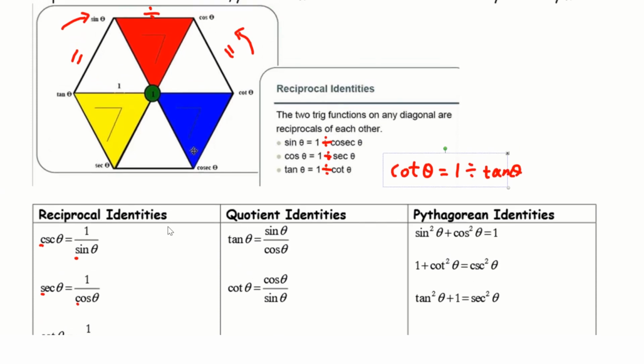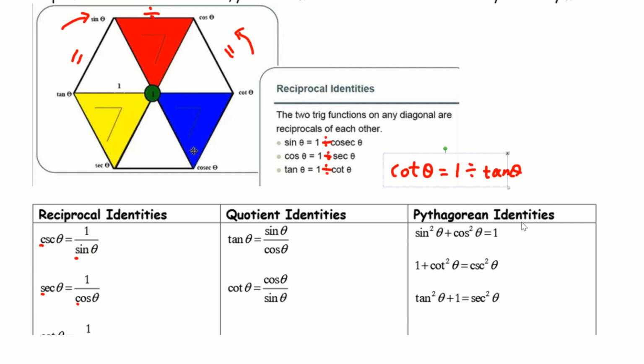And the quotient identities: tangent theta equals sine divided by cosine. For this one, cotangent theta equals cosine theta divided by sine theta. And also you could go from here, cosecant equals cotangent divided by cosine theta. So it's just equals divide. So you could use this hexagon to get more trig identities you could use.